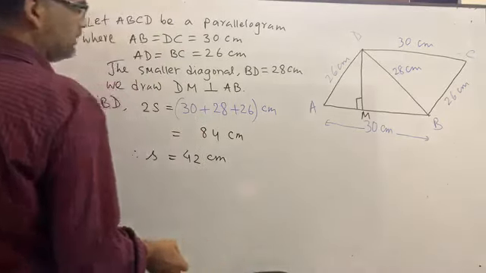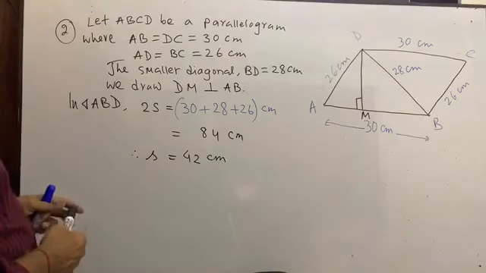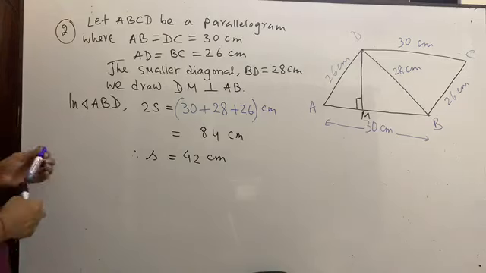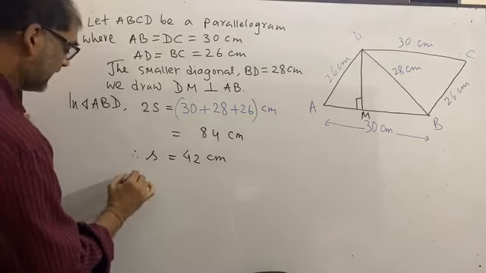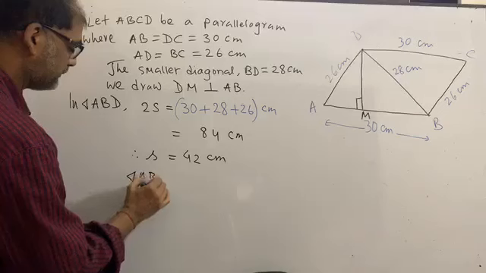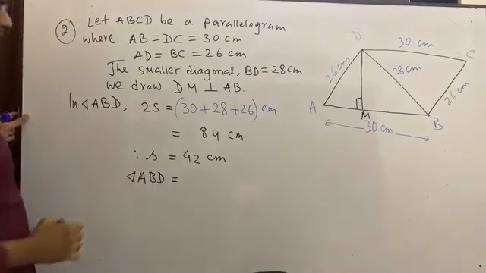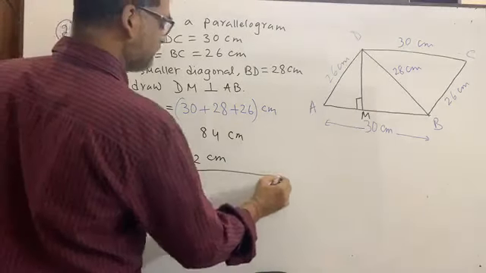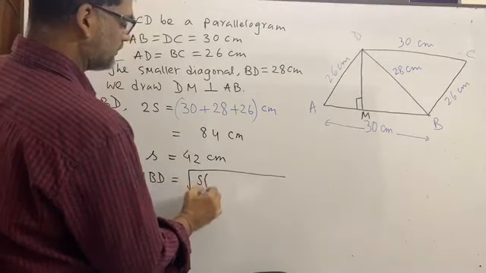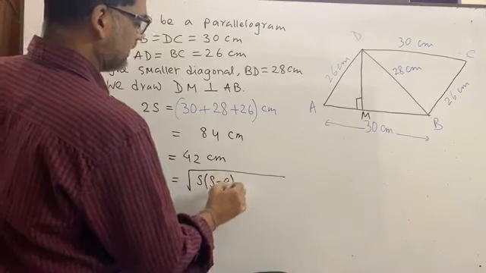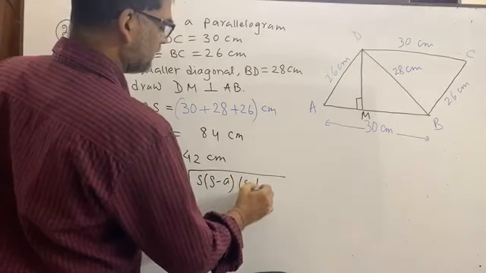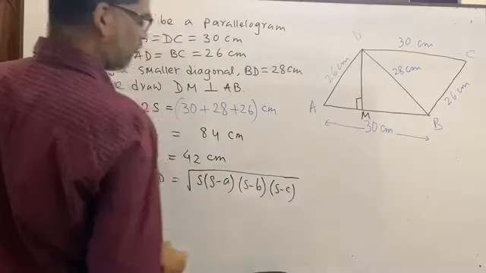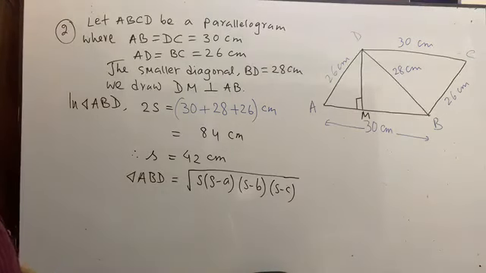Now, you know a formula to determine the area regarding S. That is the area of triangle ABD. We can write like this: triangle ABD. That means the area of the triangle ABD. What is the formula? Can you please tell me? Root over S into S minus A, S minus B, and S minus C. This is the formula, okay?